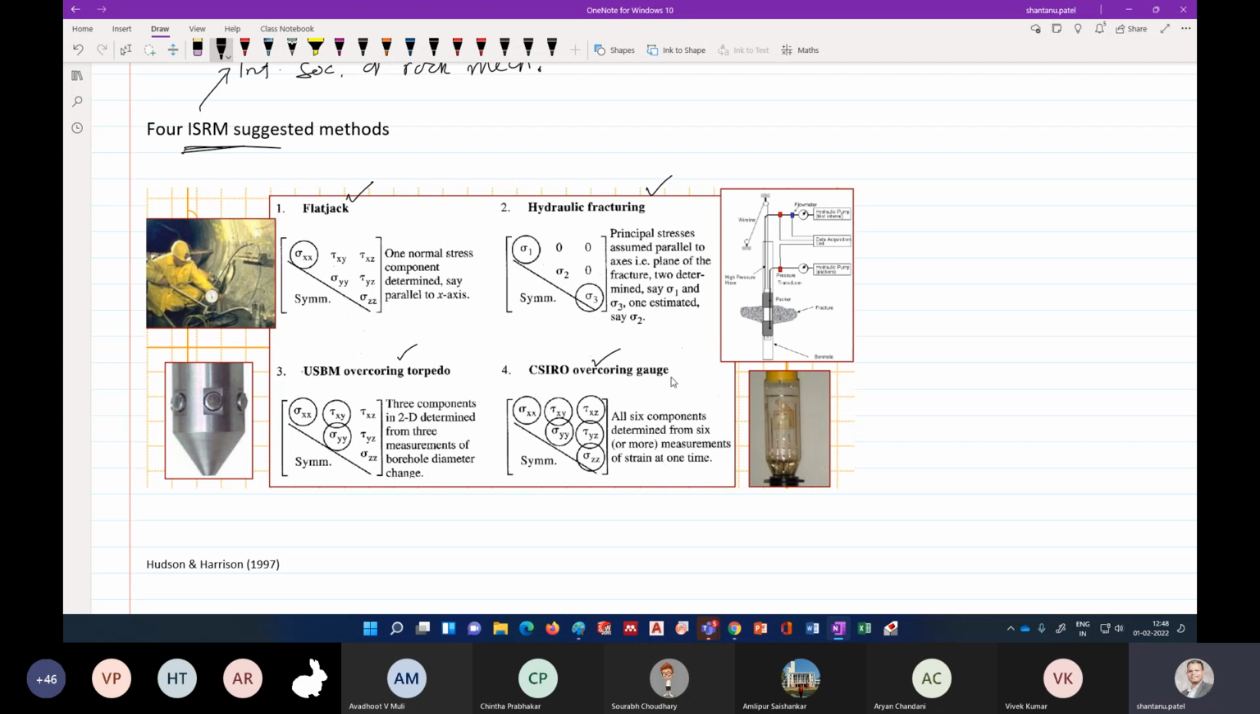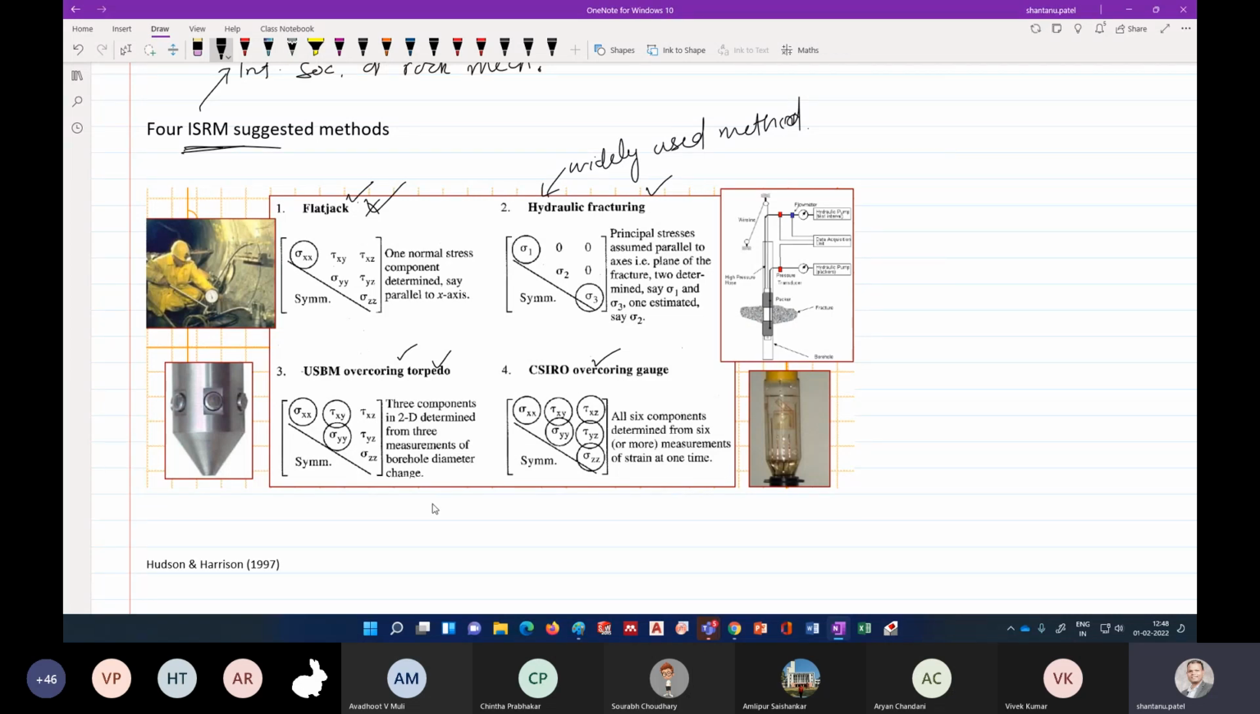Okay, so these are the four methods out of all those above methods that ISRM recommends. And the most famous or most widely used method is your hydraulic fracturing test. We are not going to discuss the flat jack and the overcoring method, which maybe you learned about in your rock mechanics, but we will quickly see this hydraulic fracturing test.